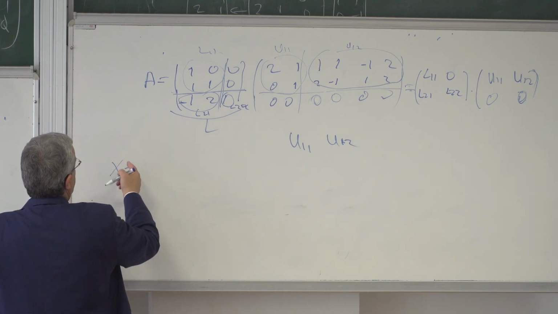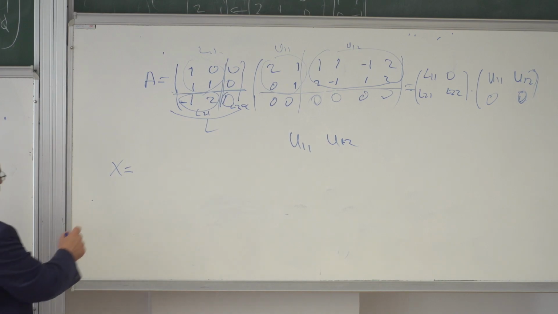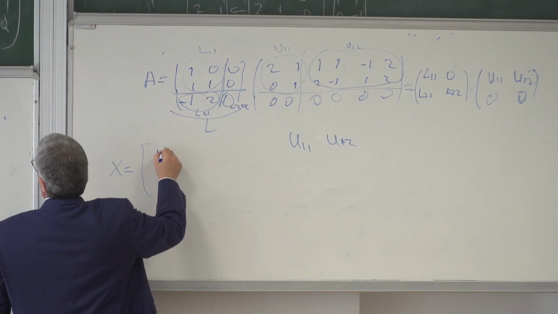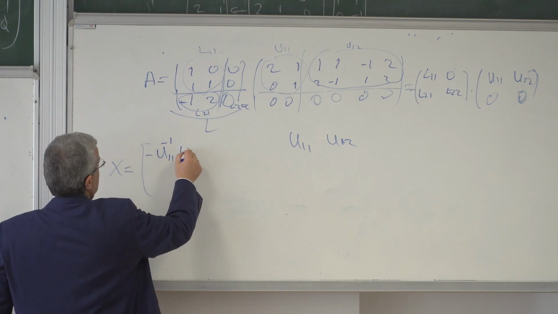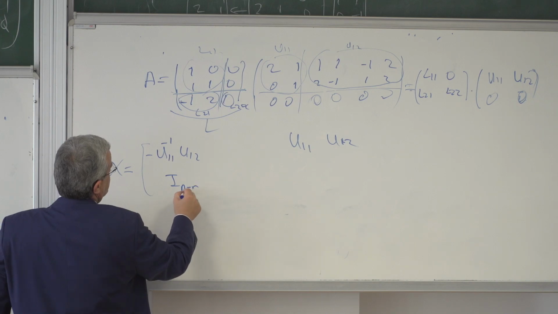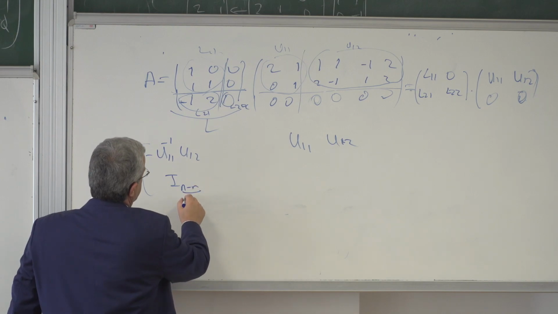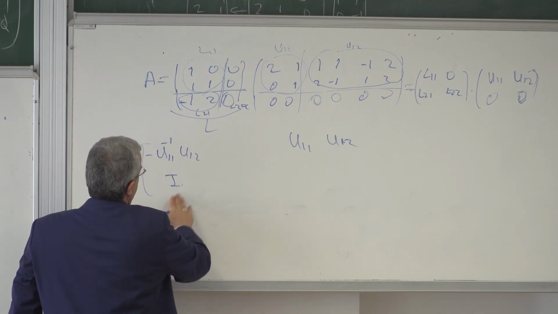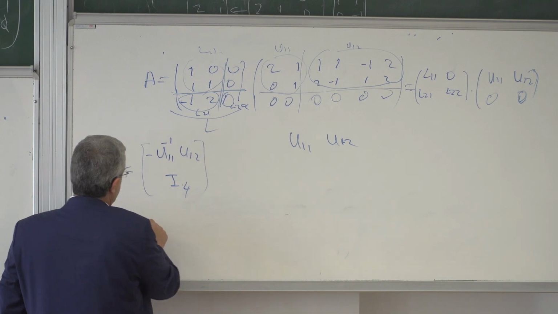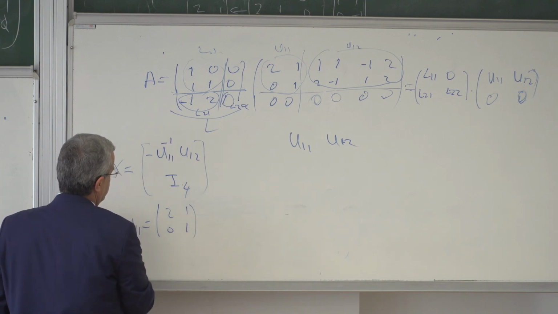So the basis for a null space of A is spanned by the columns of this X. Okay? So X is equal to minus U11 inverse, U12, and I, N minus R. So what is it? N is 6, right? 6 minus 2. So it is I 4. So what is U11? U11 is 2, 1, 0, 1, right?